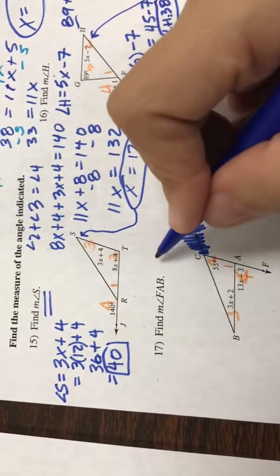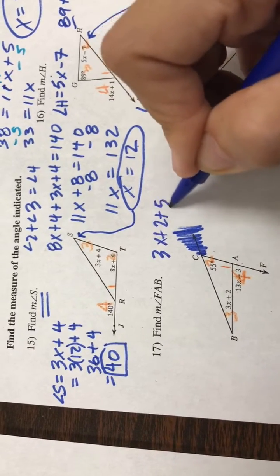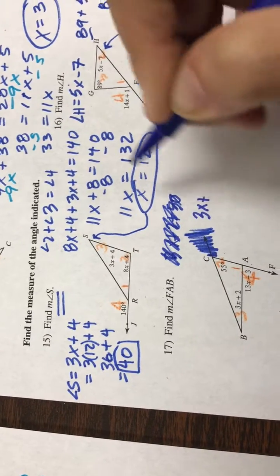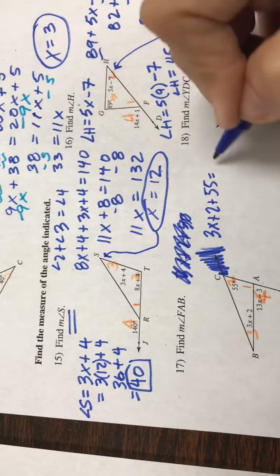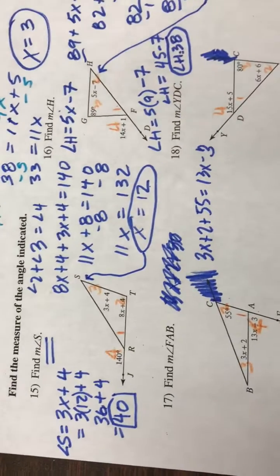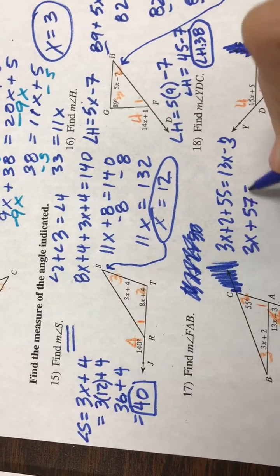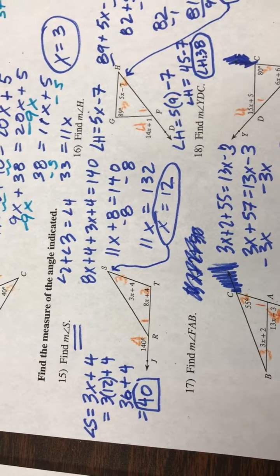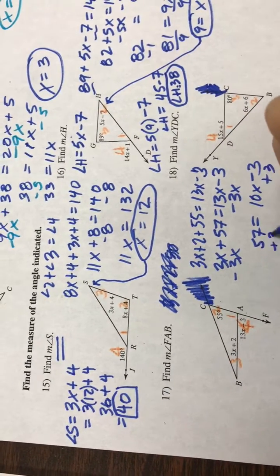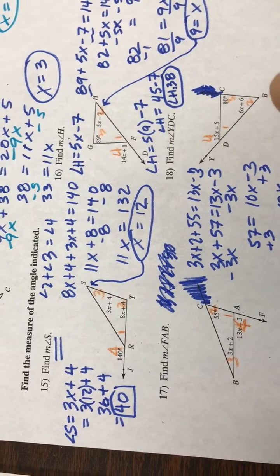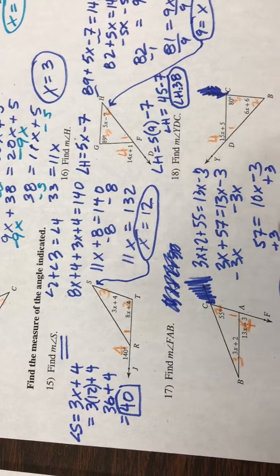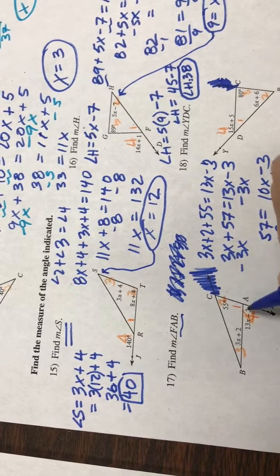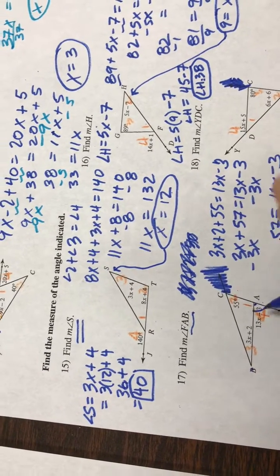Angle 2 and 3 add up to angle 4. And x is 6, but we're not done. We just solved the mystery of the x. They want angle FAB. So that's this angle, FAB.